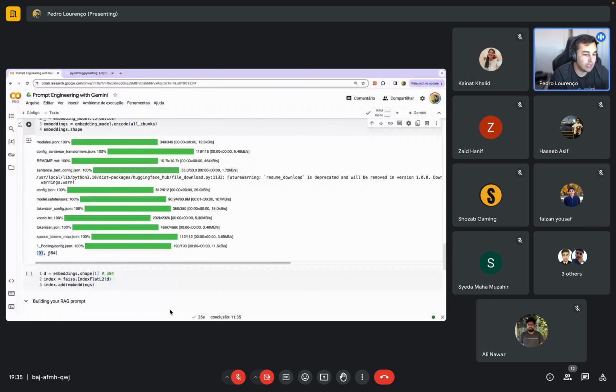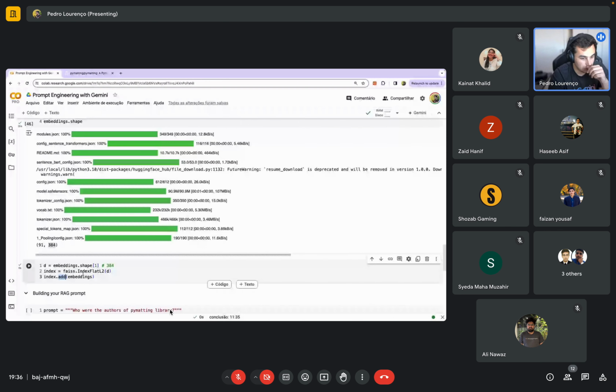And now we need to create the vector database using FAISS. So we basically say the dimension of the embeddings, we create the index and then we add all the embeddings. So it's very simple. Now we have our vector database. So if we go back to this image, we built this part here. And then we need to build our RAG prompt.